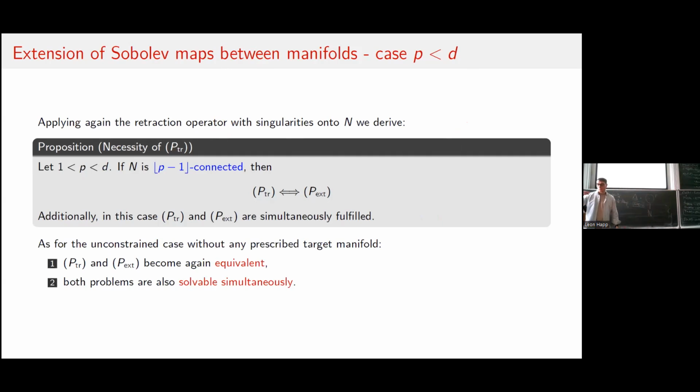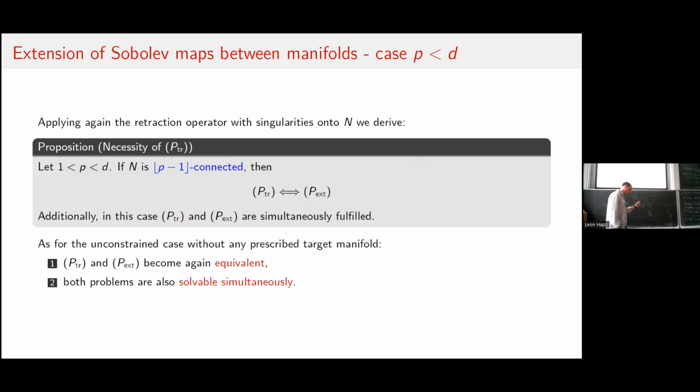But what you can again do is apply this retraction operator I introduced before, right? So if N is additionally p minus 1 connected, then you can again establish the equivalence of both problems. You extend functions to the annulus, retract them back onto your target manifold. So very interestingly, as for the completely unconstrained case without a target manifold, both problems are again equivalent, and they are actually both solvable simultaneously.